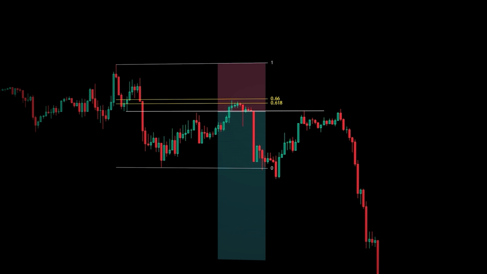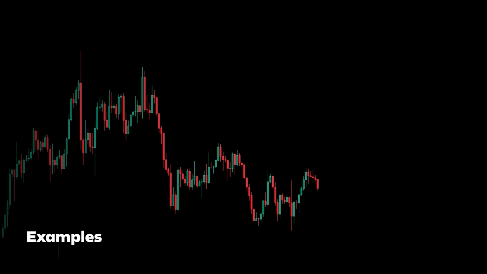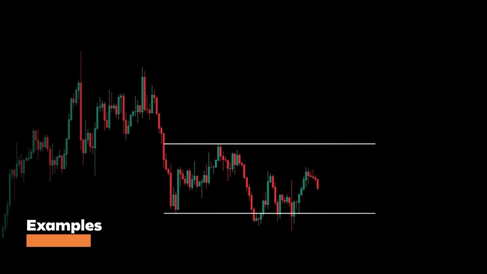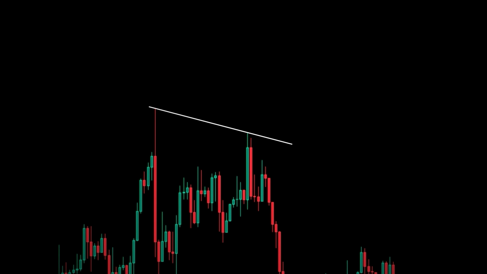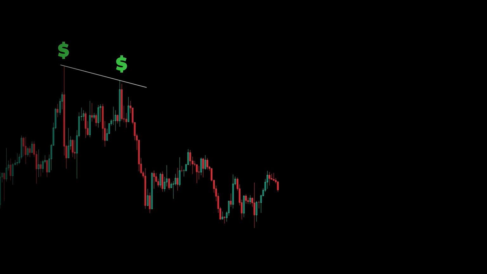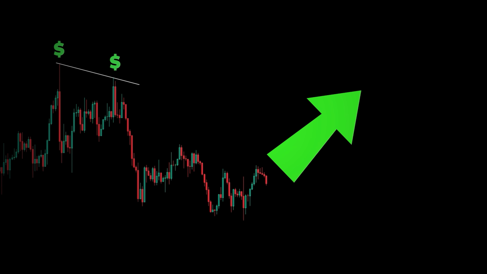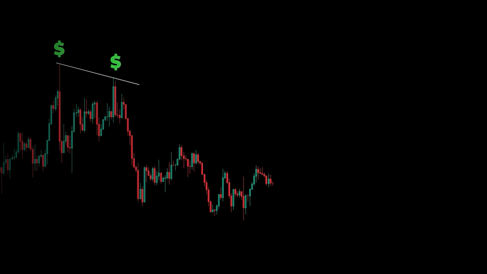Let's put this all together, and we're going to go over some real examples for you. Here we have the gold chart. You'll notice that the market has been ranging for quite a while. We also have equal highs right here, which is where liquidity is likely resting. So price does have a reason to go up higher, and that reason is to take out the highs.